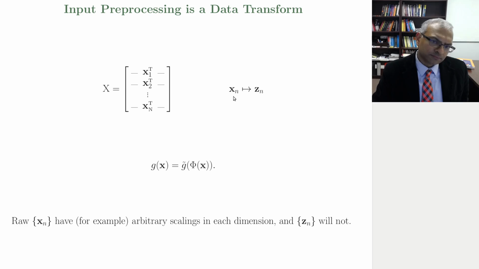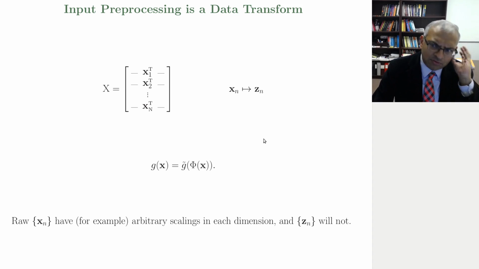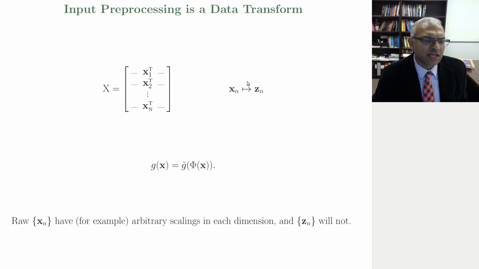And this transform from Xn to Zn is going to be implemented by an input pre-processing function, phi, just like in the nonlinear transform. And you do your learning with the Z's. And now when you want to compute your final hypothesis for the raw original input, so you want to compute G of X, you first transform the data to phi of X and implement the learned hypothesis on the transformed data. So this is no different from what we did when we talked about nonlinear feature transforms. And we're going to now design input pre-processing transforms that will, for example, take your raw Xn, which might have arbitrary scalings in each dimension, and produce Zns, which will not.